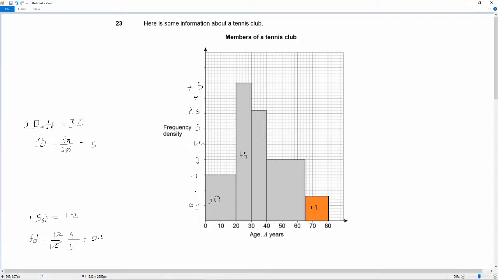So here we've got a class width of 10 and it just goes to one bar above the 3.5, so that's 3.6. So 3.6 times 10 is 36. And then this bar is level with the 2. So the class width is between 40 and 65. So 65 minus 40 is 25. So it's 25 times 2 is 50.